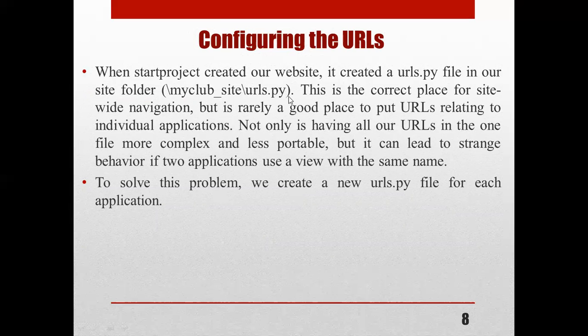So this is the correct place for site-wide navigation. Rarely is it a good place to put URLs related to individual applications. Having all our URLs in one file is more complex and less portable, and it can lead to strange behavior if two applications use a view with the same name. To solve this problem, we create a new urls.py file for each application.